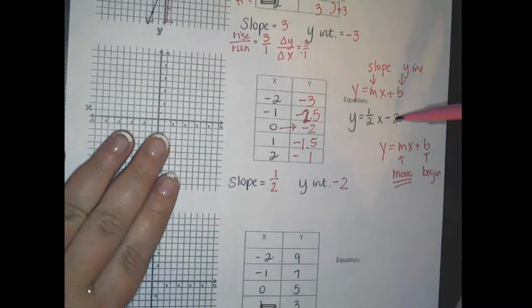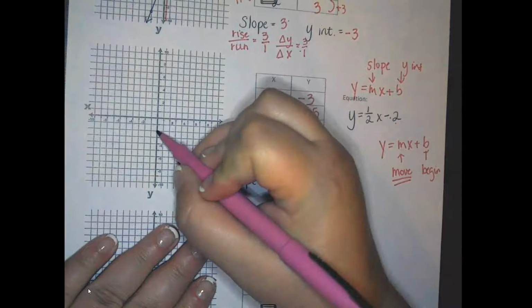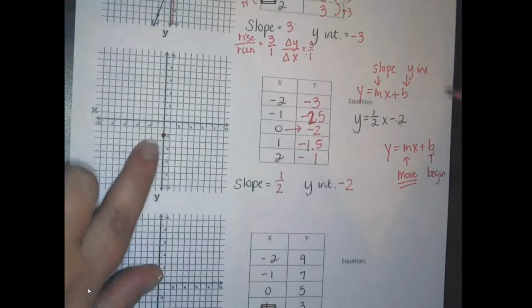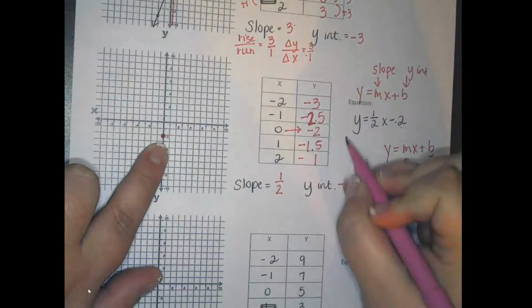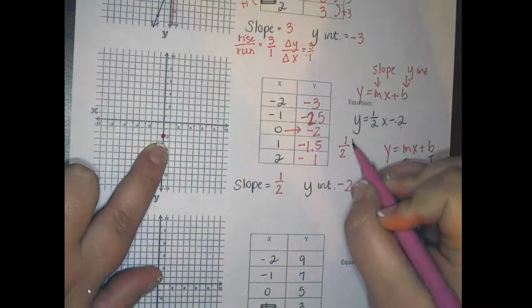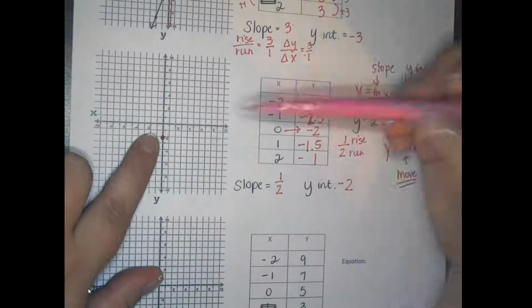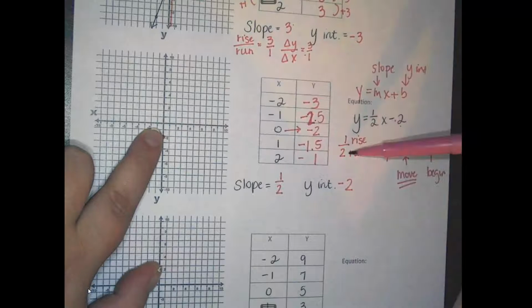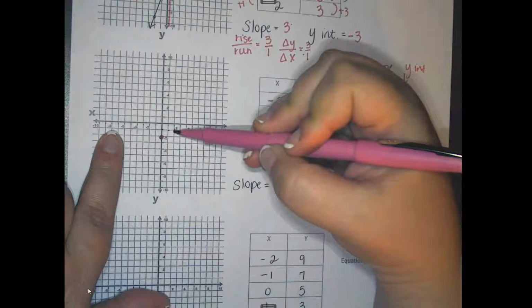Okay, so I'm going to begin at my negative 2. So I'm going to go to y, where my negative 2 is. That's my y-intercept. And remember, that 1/2 tells me to rise and run. So I'm going to rise 1 and run 2.